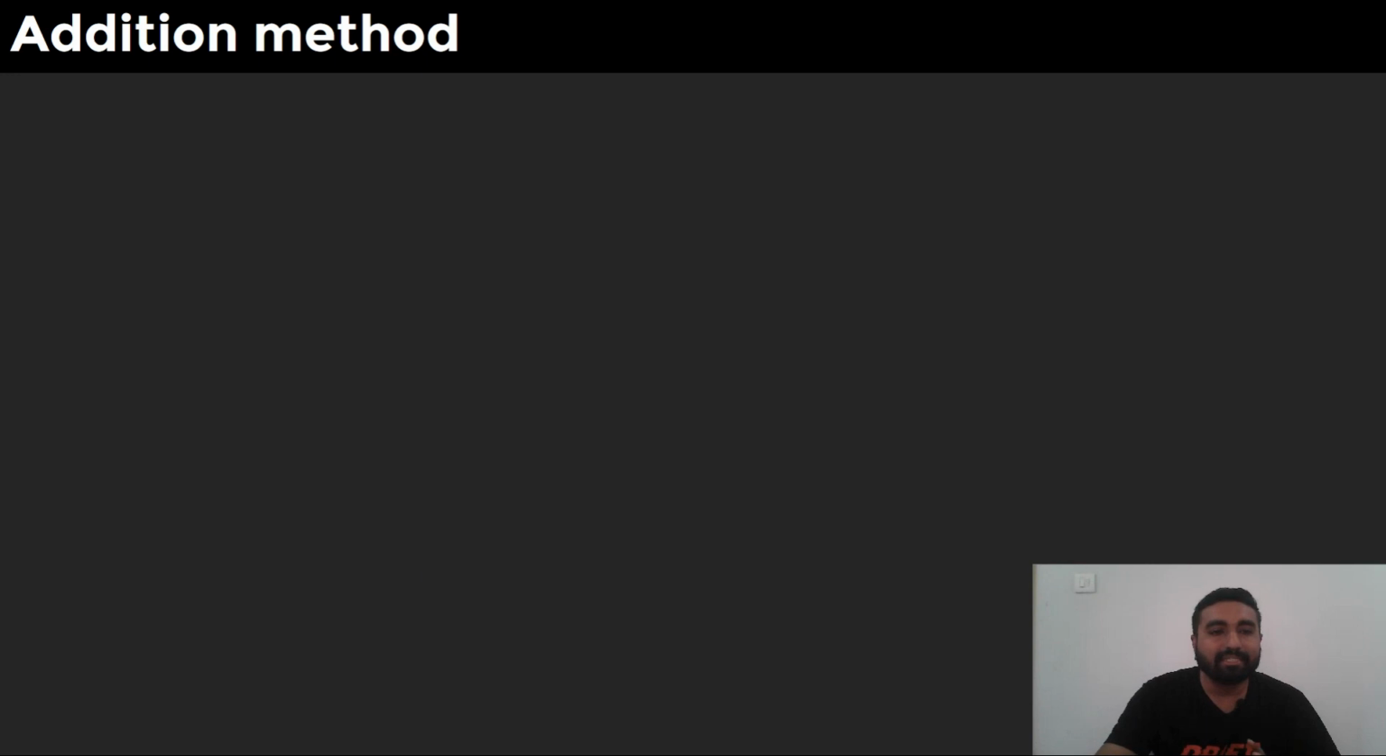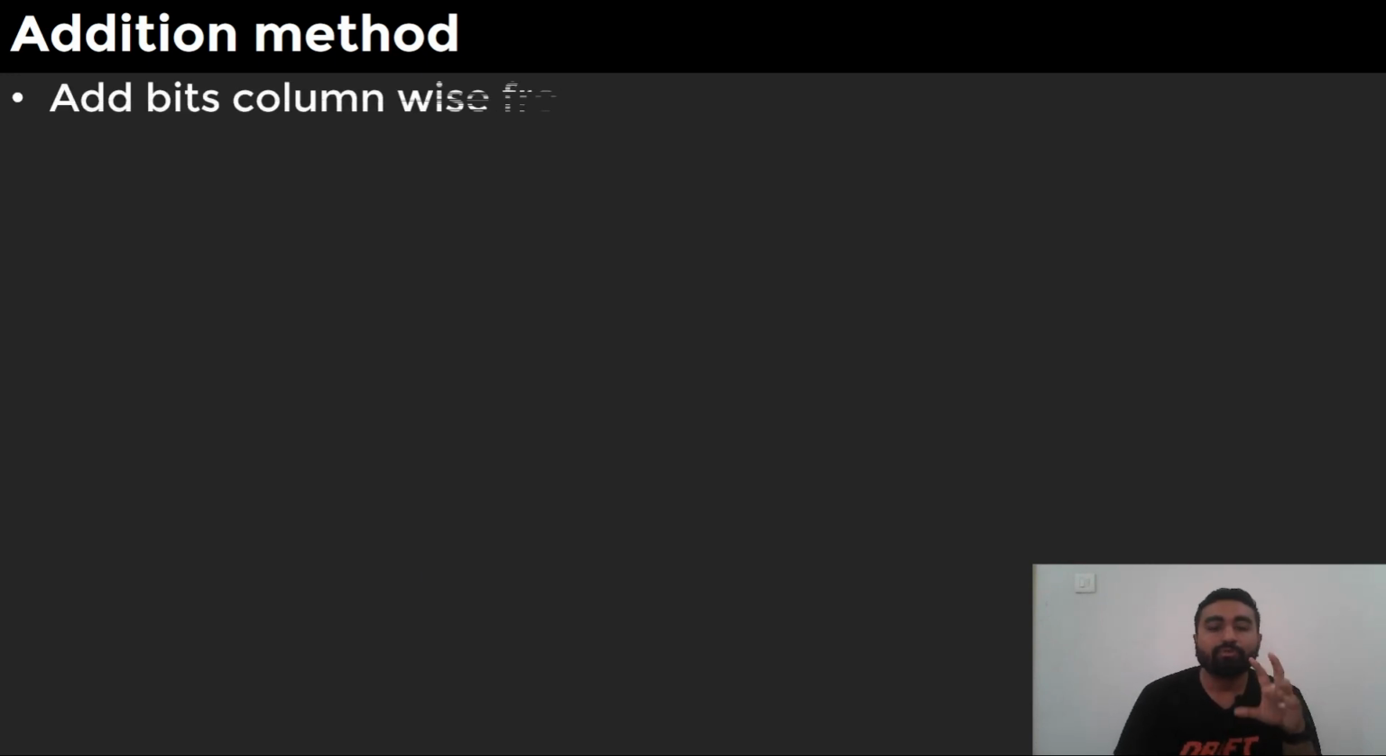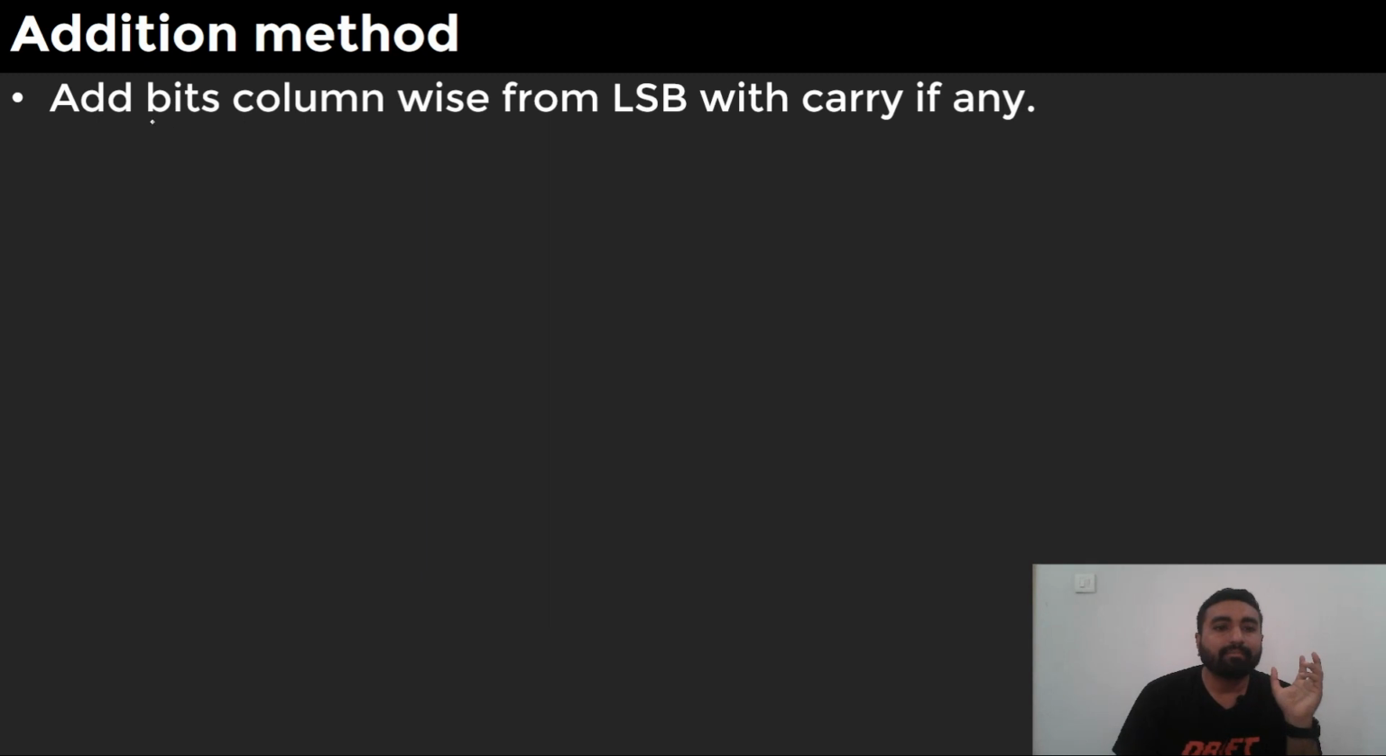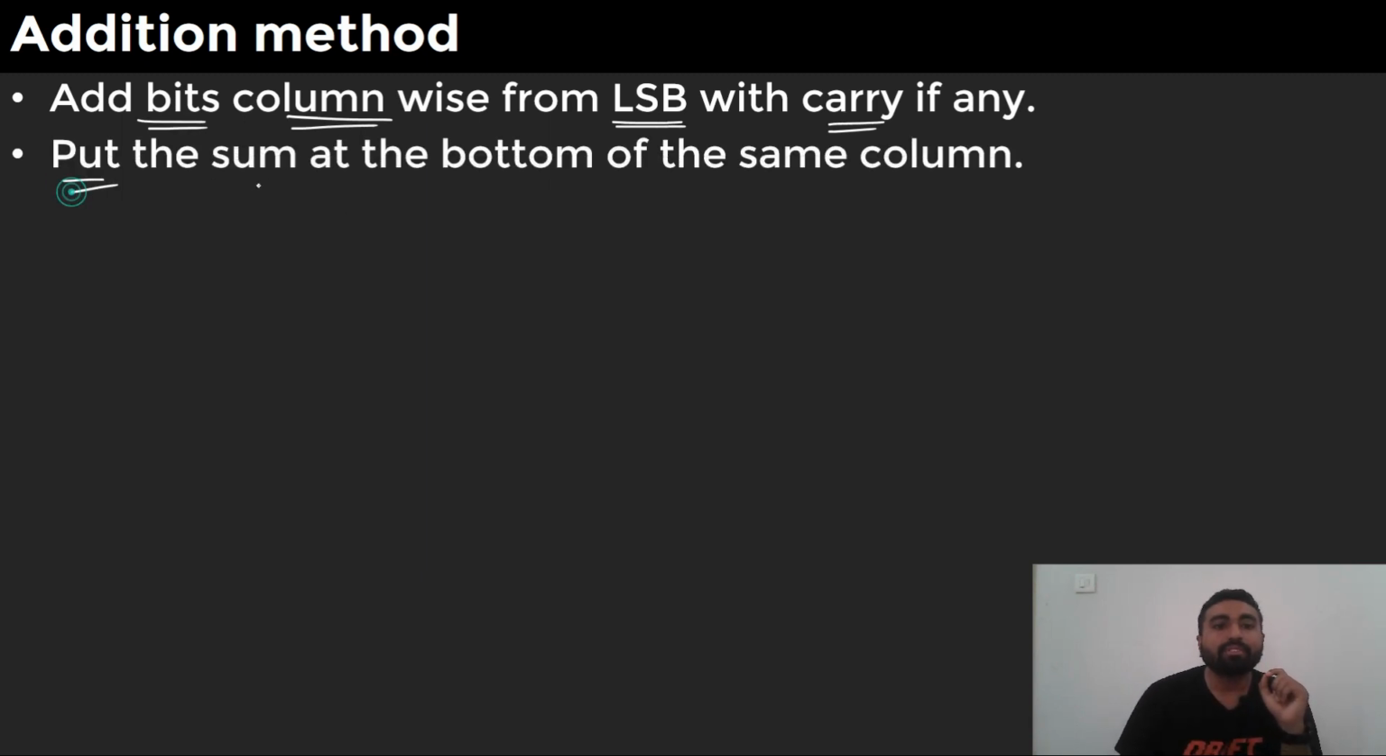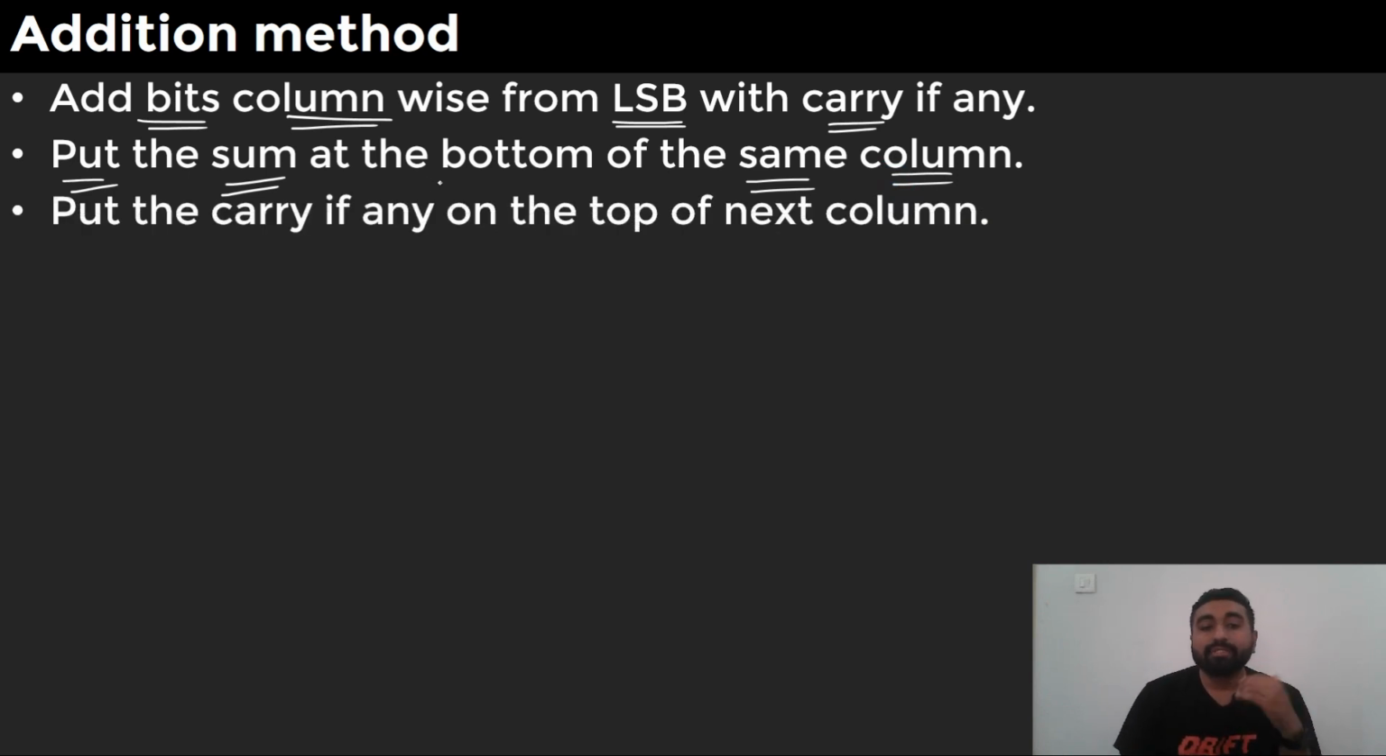Now we'll see quickly the theoretical addition method. What you need to do first is add the bits column wise from the LSB, and if there is some carry, that also you need to add. That is the first step. On the second step, you need to put the sum at the bottom of that particular column. And lastly, if you are having any carry, you will shift it to the next column. So these are the three theoretical steps that you need to follow.